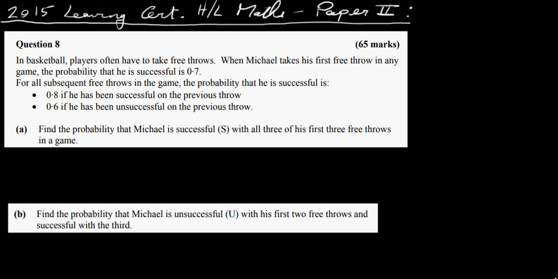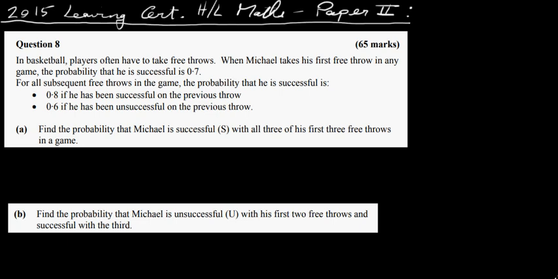Michael takes his first free throw in any game. The probability that he's successful is 0.7. Now, for subsequent free throws in the game, the probability that he is successful is 0.8 if he has been successful on a previous throw, and 0.6 if he's been unsuccessful on a previous throw. So you would imagine that would be roughly correct. If he was successful, he would be more confident with his next throw. If he was unsuccessful, he would be less confident with his next throw.